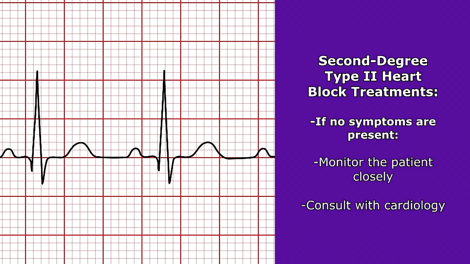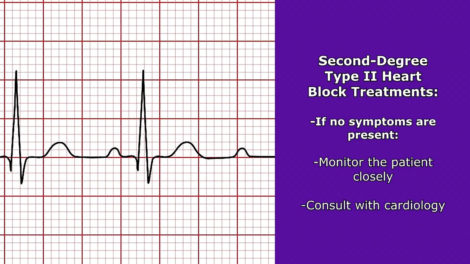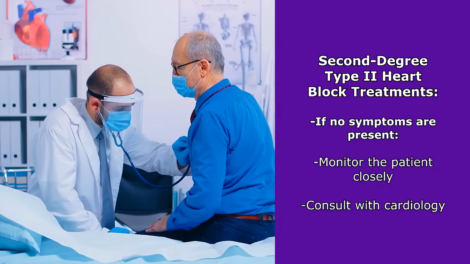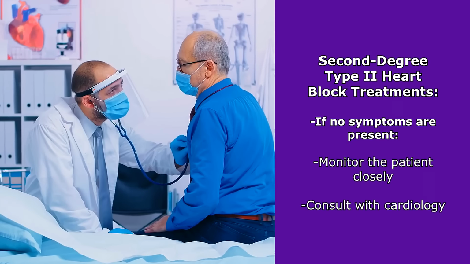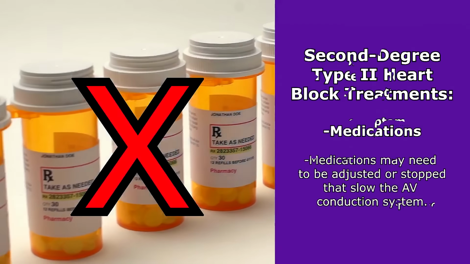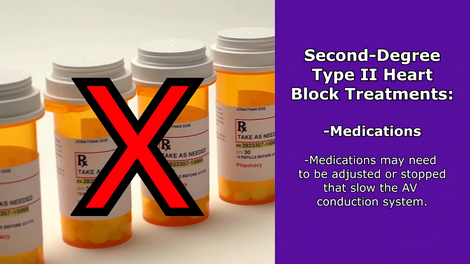Now, sometimes patients do have this rhythm. That ventricular rate is able to maintain their cardiac output, so they don't really have symptoms. So if that's the case, we would monitor them closely and consult with cardiology for further evaluation. That may include stopping certain medications to help with that AV conduction.